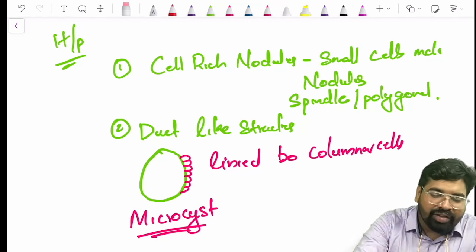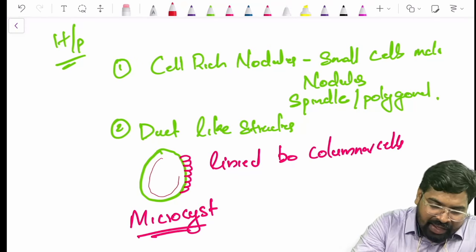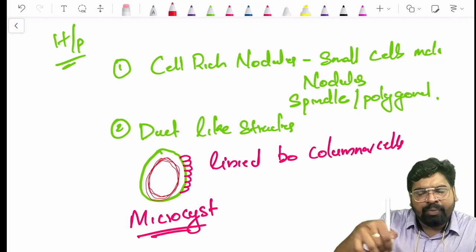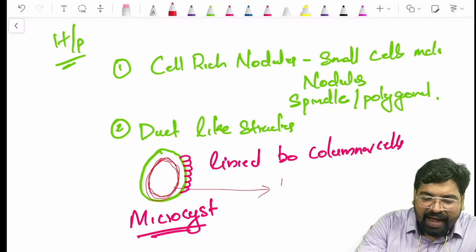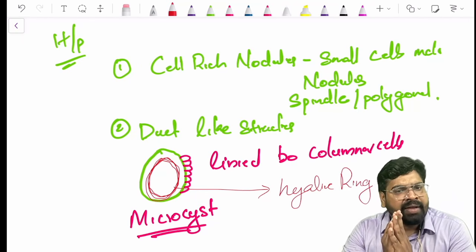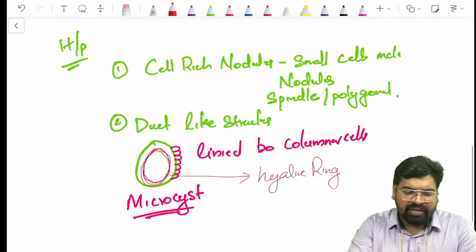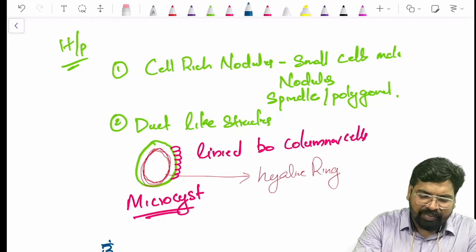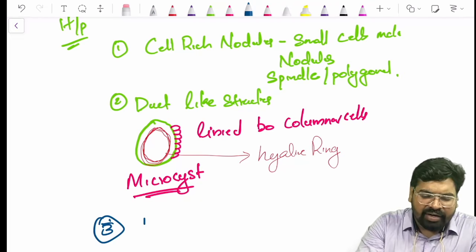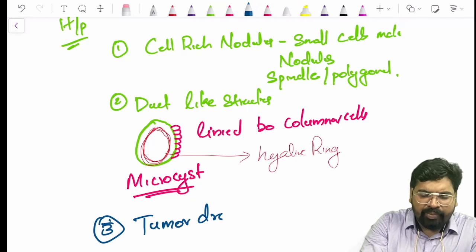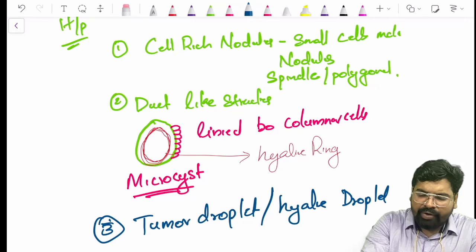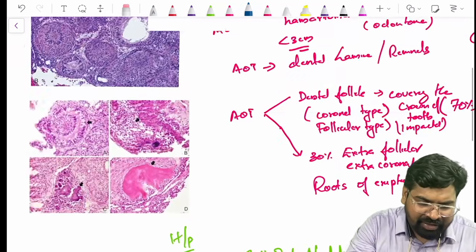Inside these microcystic spaces, you can see a deposition of a red-pink material. A pink material is deposited like a ring in this, and that is called a hyaline ring. Sometimes the microcystic spaces contain a pink drop inside, called a tumor droplet, or we say a hyaline droplet. We will see all this in this picture.